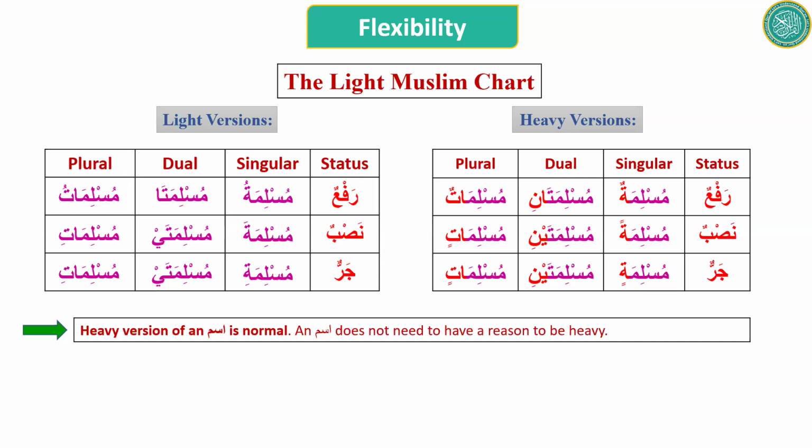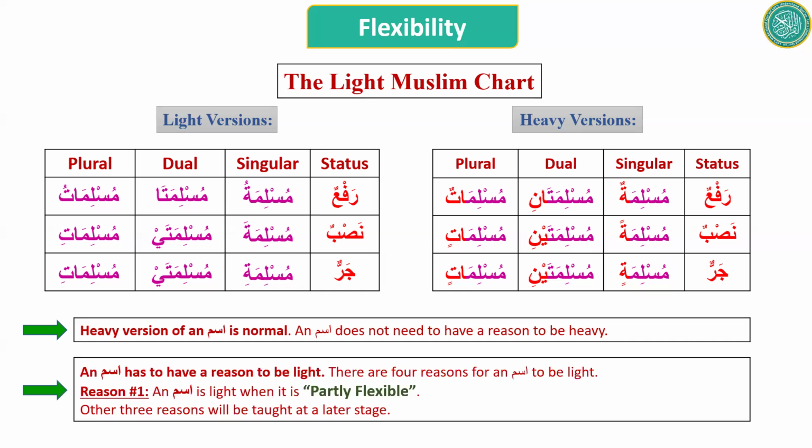It's like when the sky is blue, you don't worry why the sky is blue today. No, you don't worry about it. That is the color of the sky. Similarly, when you see a heavy ism, you don't worry why it is heavy. That is normal. That is the default version of an ism. You only worry when it is light. An ism has to have a reason to be light. There are 4 reasons.